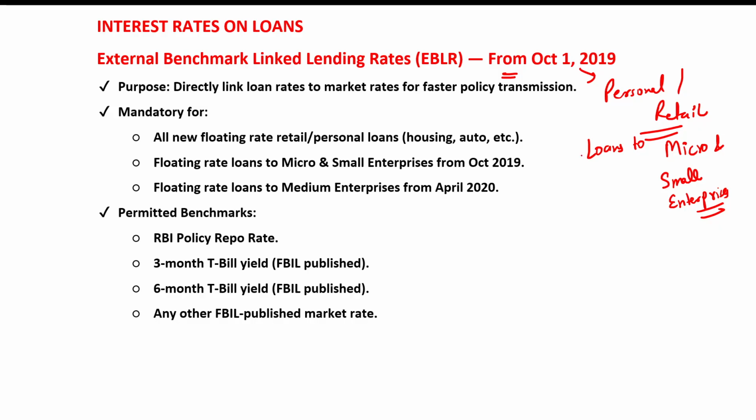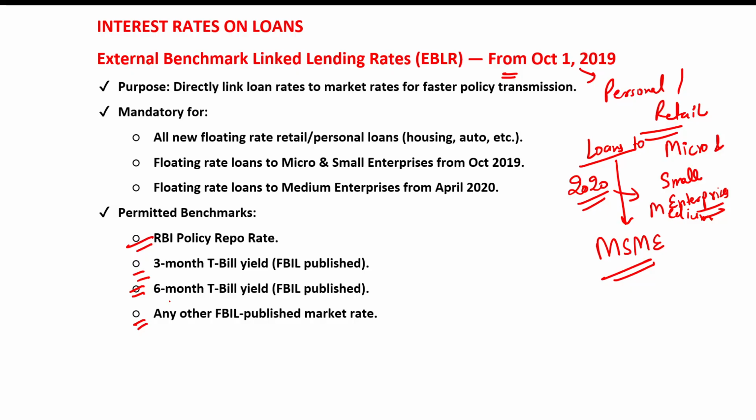So this was applicable in 2019 and 2020. Medium enterprises were also included. So it is basically loans to MSME. So all new floating rate personal or retail loans and loans to MSMEs must be linked to either RBI policy repo rate, 3-month Government of India Treasury bill yield, which is published by FBIL, 6-month Government of India Treasury bill yield, or any other market interest rate, which is published by FBIL.